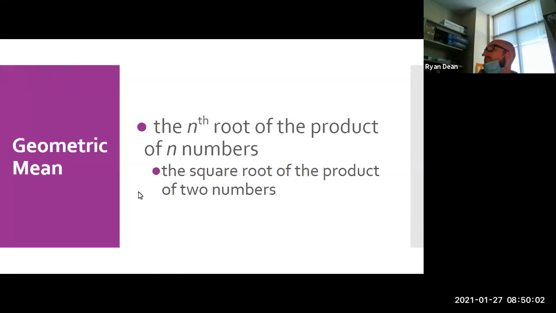This is one of the definitions that we could use for it. It's just the nth root of the product of n numbers. The nth root of the product of n numbers. You could also think of it as a square root of the product of two numbers. To further understand this, we'll take a look at some examples that show us how to solve the geometric means.